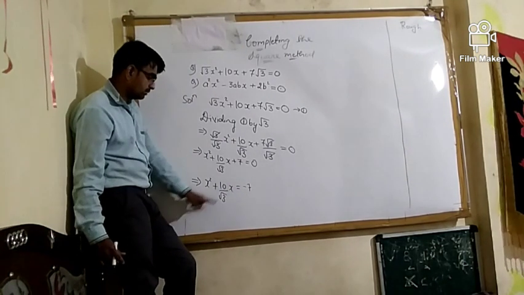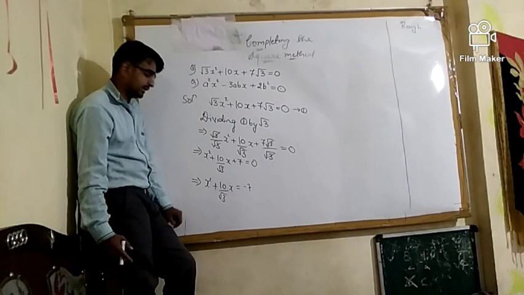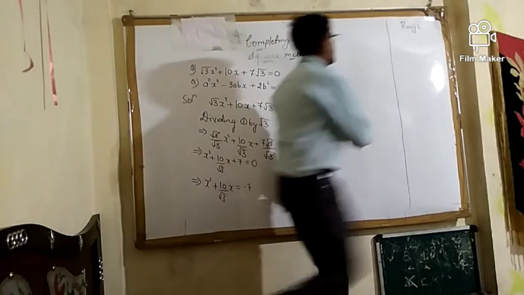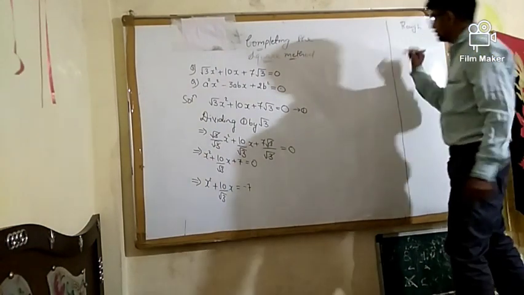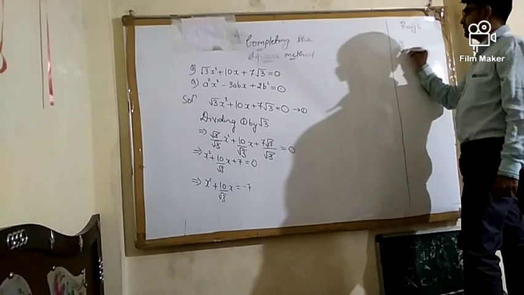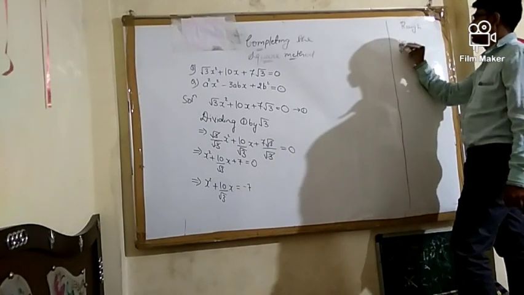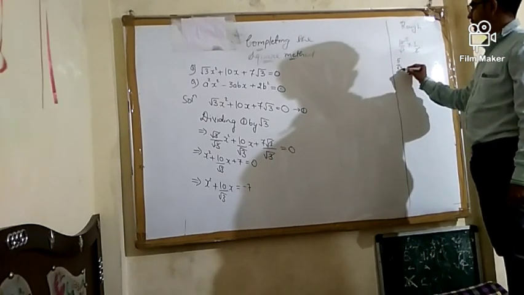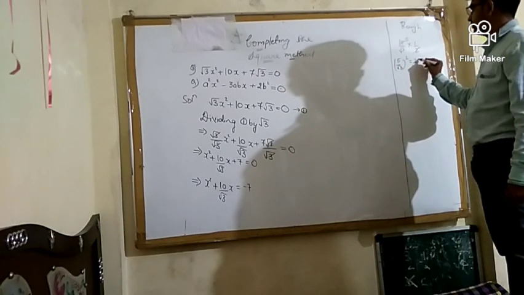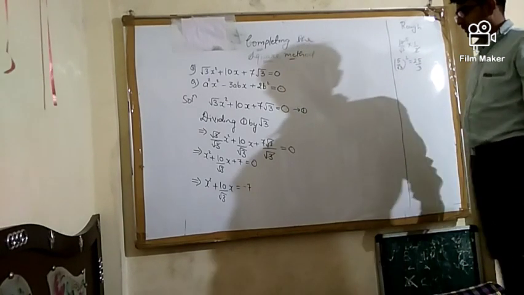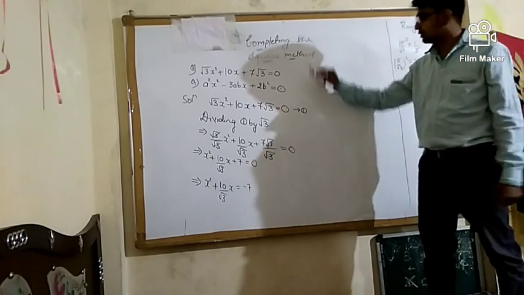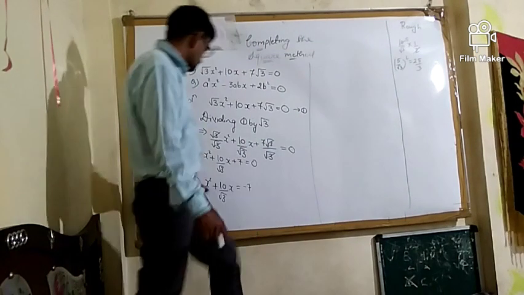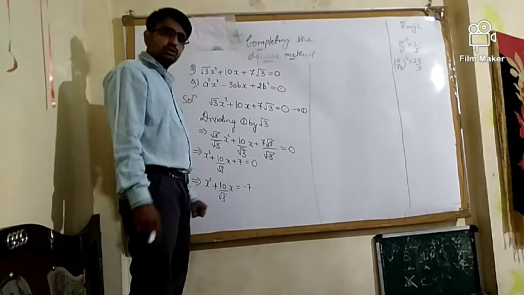Now, the third step: the half of the coefficient of x and its square. So see, half of the coefficient of x. The coefficient of x is 10 by root 3. Its half means 5 by root 3. And now we need the square of 5 by root 3, which will be 25 by 3. Okay, so I have obtained the number. The number is 25 by 3. I have to add this 25 by 3 to both sides.